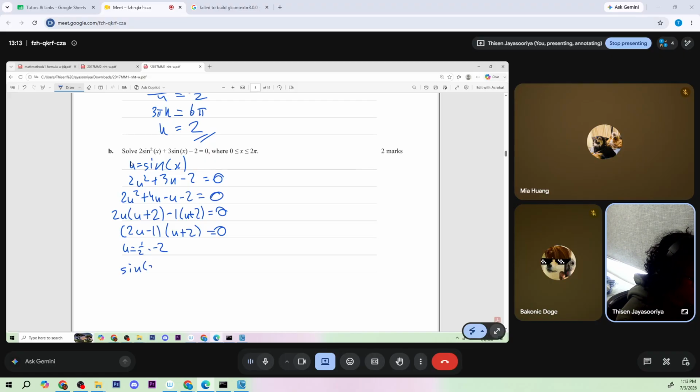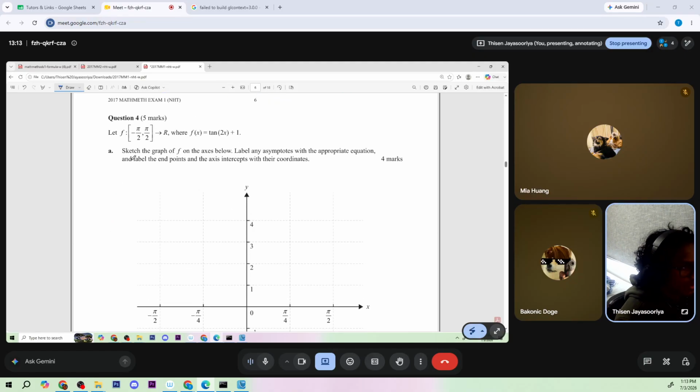So that means sine of x is just equal to a half, because sine of x cannot be equal to negative 2. It's not possible. Yeah. So then if I bring the working out up here, I get sine of x equals a half. That means x is just going to be equal to, we're looking in these 2 quadrants here, x is just going to be equal to pi over 6, comma 5 pi over 6.